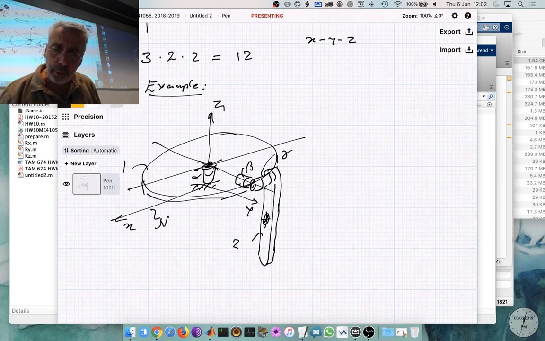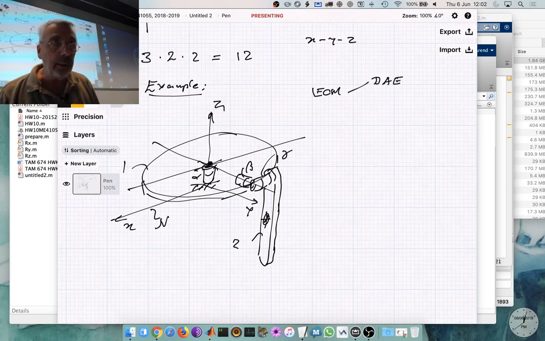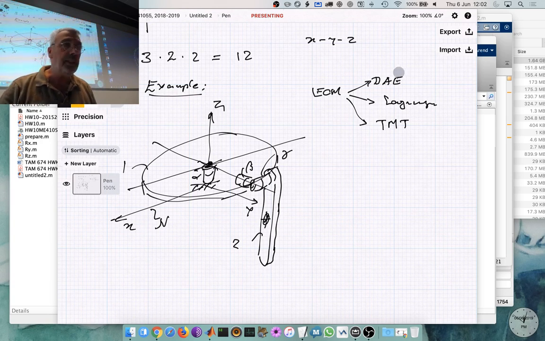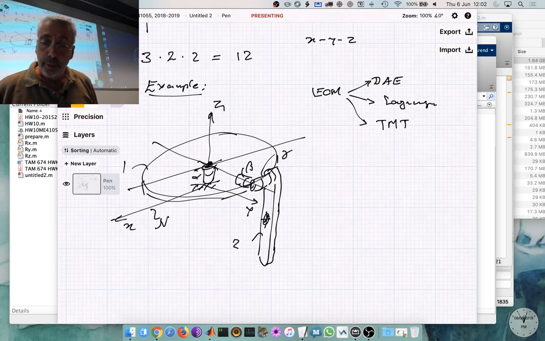So for our equation of motion, there are a number of routes. We can do differential equations with algebraic constraints. We can do Lagrange equations, some love Lagrange equations. Or you can do the TMT method. As you like it. Talking like Shakespeare, as you like it.